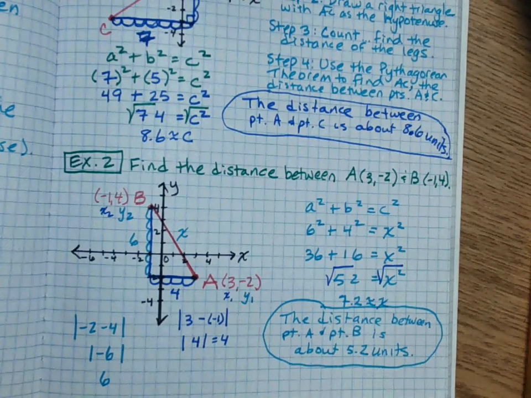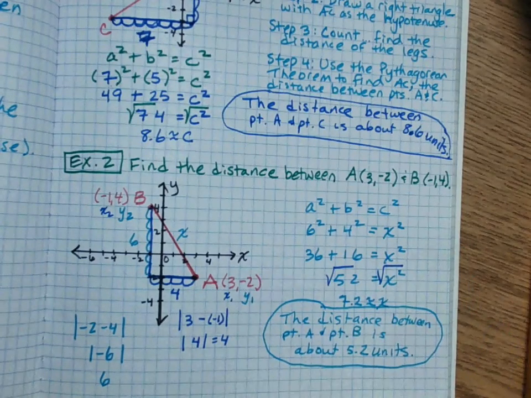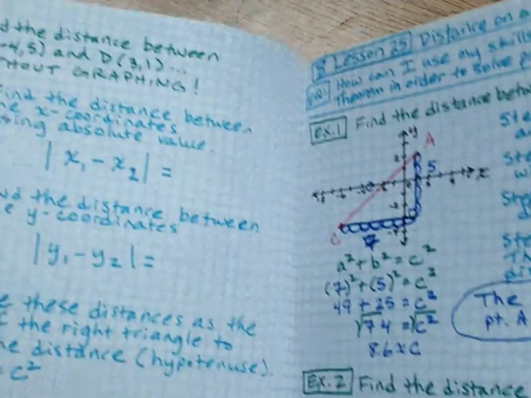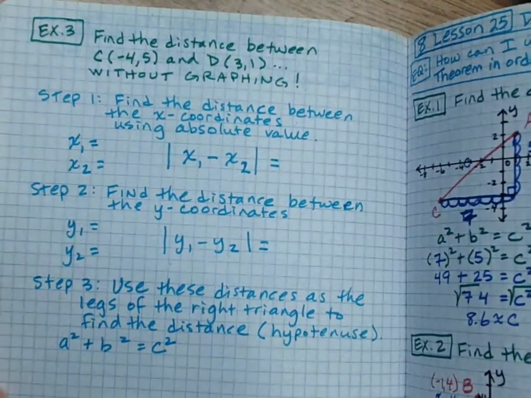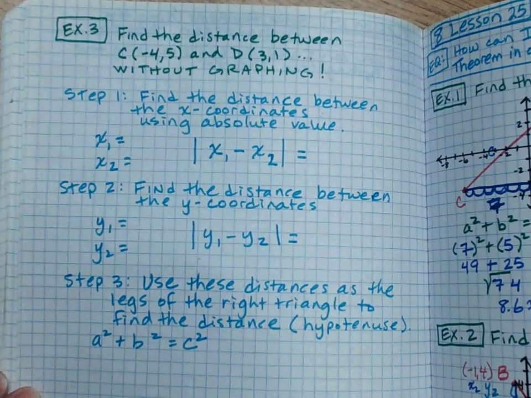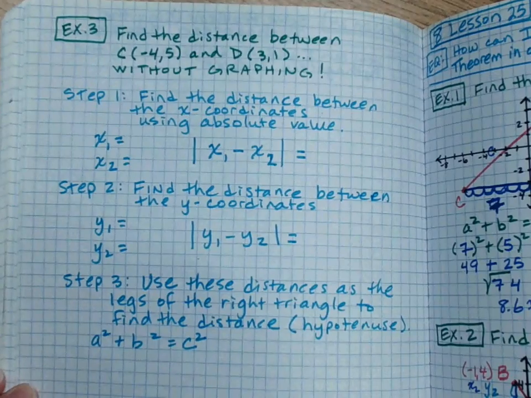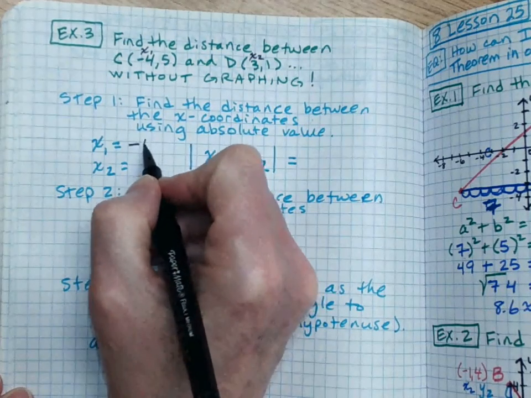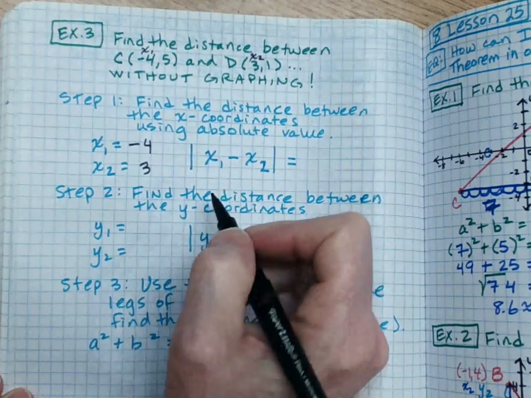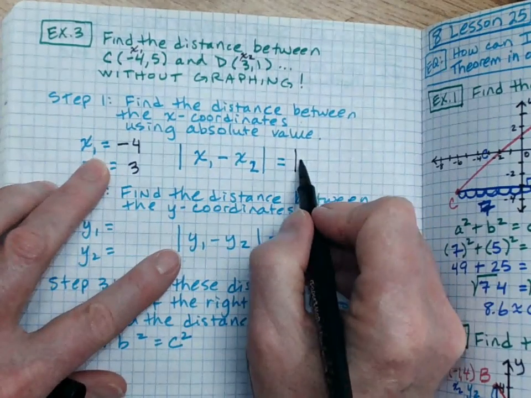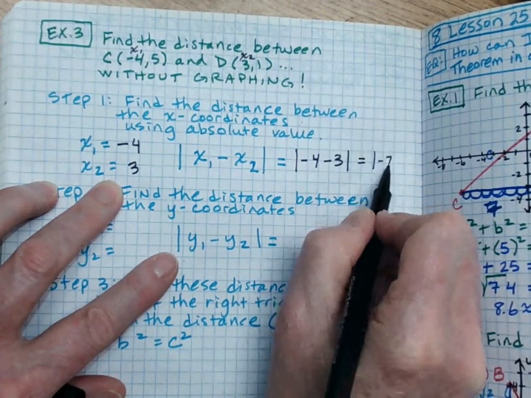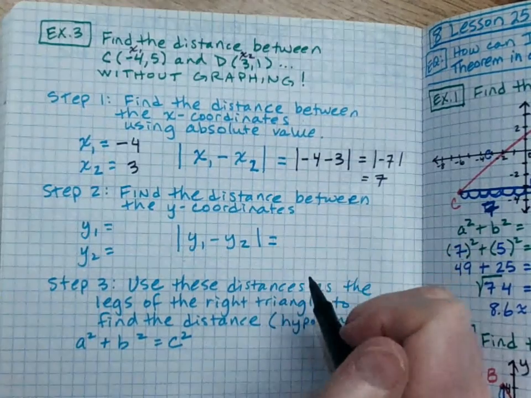Now, we're going to do something fun right now. We're going to talk about how you can use the distance between 2 points without actually graphing, okay? And I kind of talked about it a little bit here. If I want to find the distance between point C and point D without graphing, my first step is to identify my x coordinates, x1 and x2. My x1 is -4, my x2 is 3. If I was to find the distance between those, I would have -4 minus 3. That is the absolute value of -7, or 7.